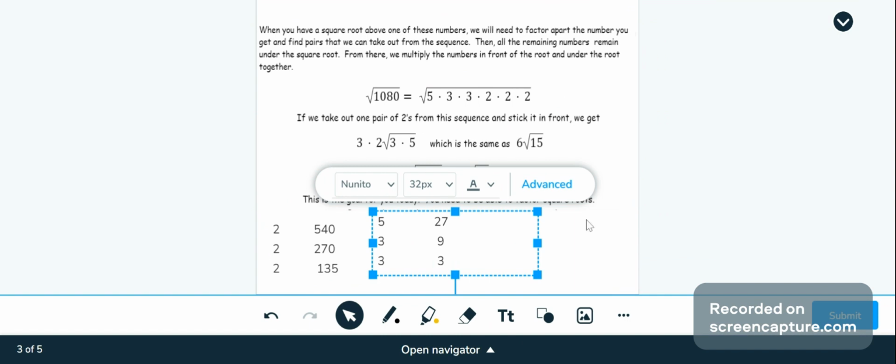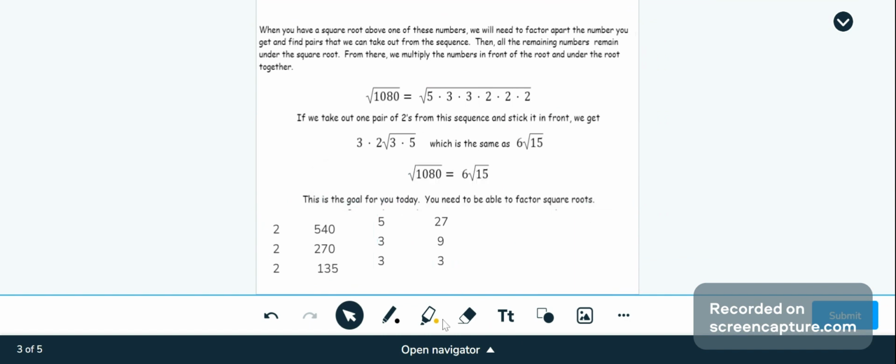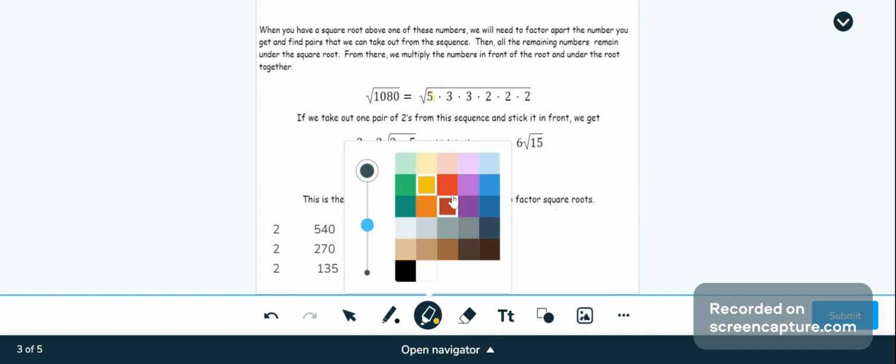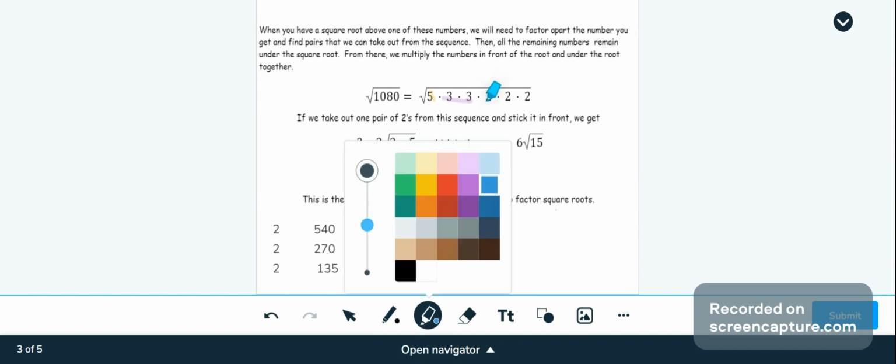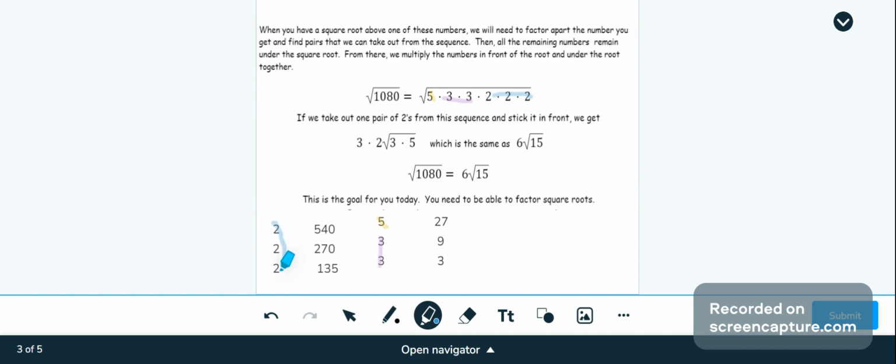Notice that thing I gave you up above, that long sequence of numbers. I do have my 5 here, my 5 there. I've got 2 3's here as well. I've got 3 2's, 1, 2, 3, and 1, 2, 3. This is what my prime factorization is going to be. It is the 5 times 3 times 3 times 2 times 2 times 2.